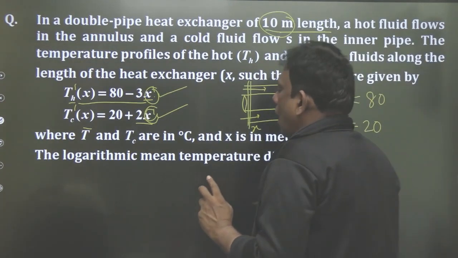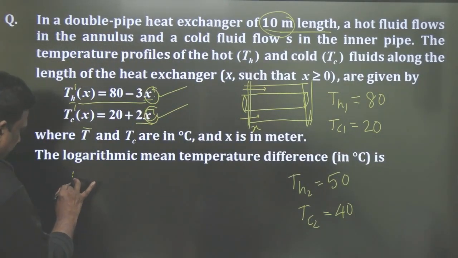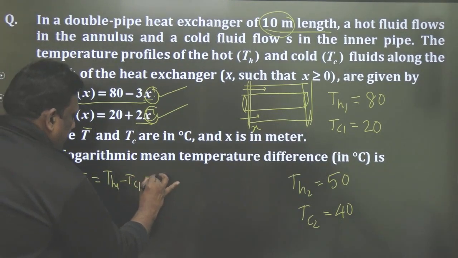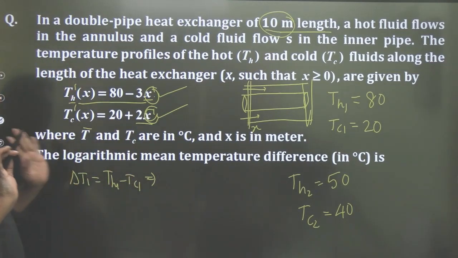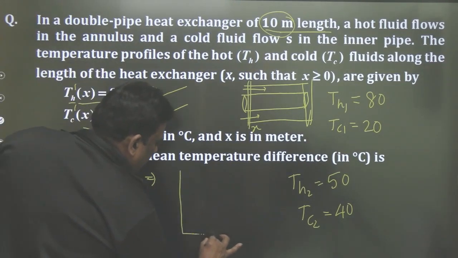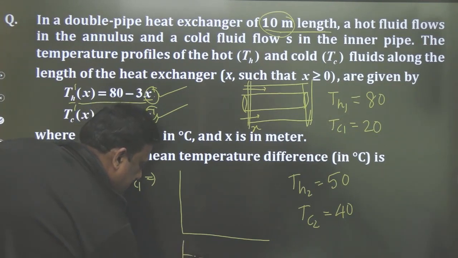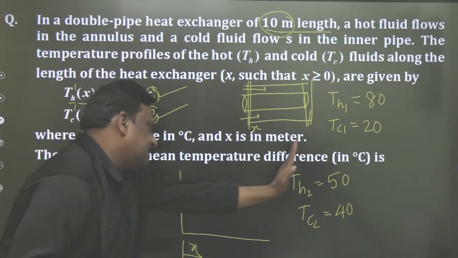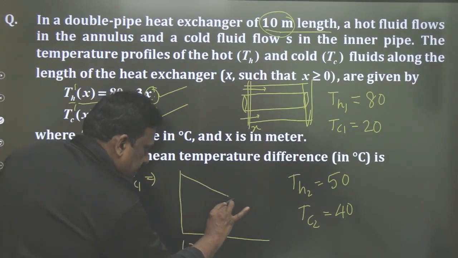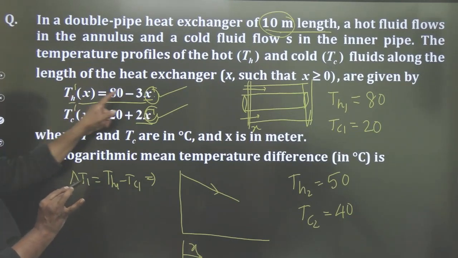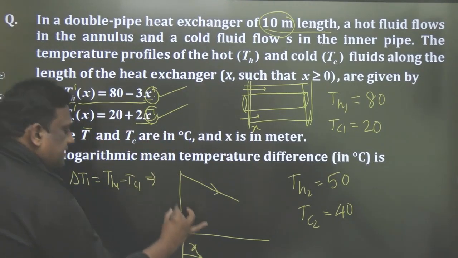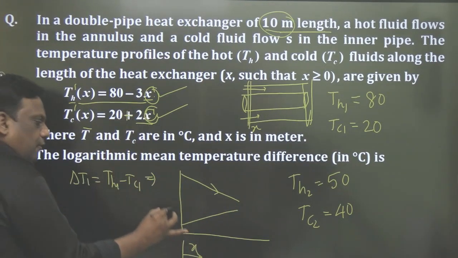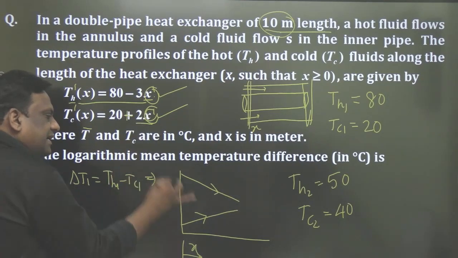Now I'll calculate delta T1. What is delta T1? It is TH1 minus TC1. Why like this, sir? Ek baar dekhna. If you understand the variation carefully, this is X. What is happening to the hot fluid temperature? When X is increasing, hot fluid temperature is decreasing. It is linear. Why linear? See the power of T and X. Similarly, when X is increasing, the cold fluid temperature is increasing. Dekho, when X is increasing, it is plus, so it is increasing. It has a positive slope.